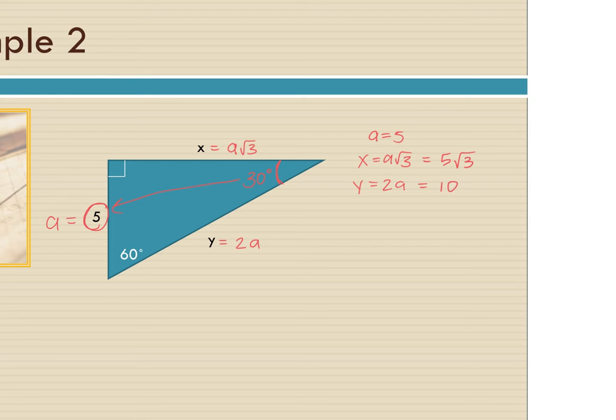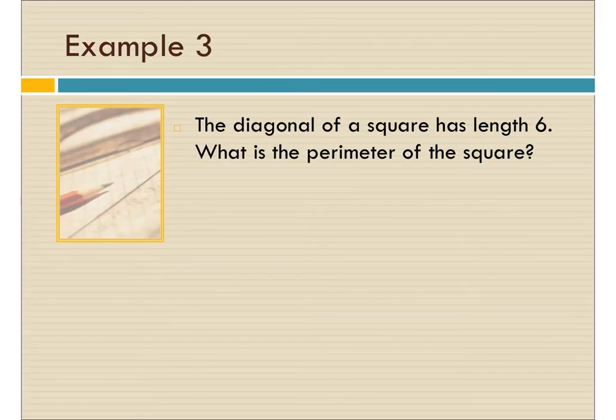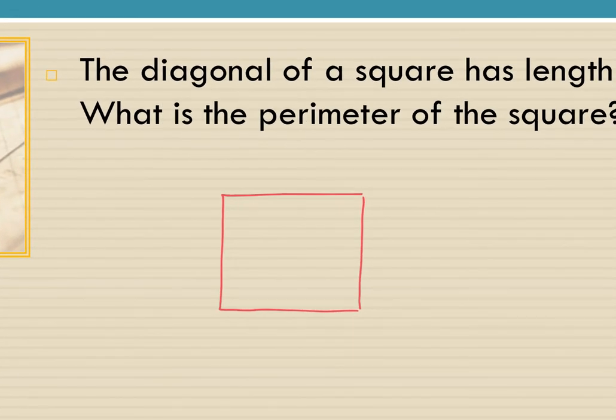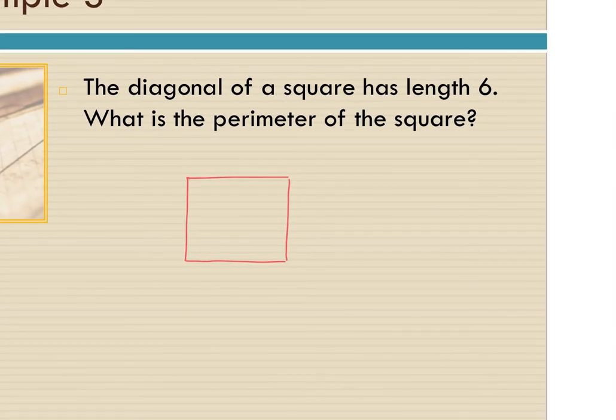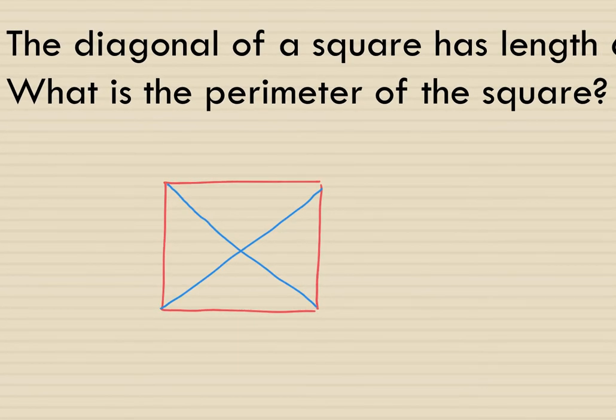All right, moving on. The diagonal of a square has length 6. What is the perimeter of the square? Well, let's draw a square. That's actually a really nice square, guys. I'm proud of myself. Okay, and we also want to draw the diagonals. Here's one diagonal. Here's another diagonal. And I'm not doing this in Notability, so bear with my squiggly lines. Okay? The length of these diagonals, it told us, is 6. The full length of the diagonals is 6.